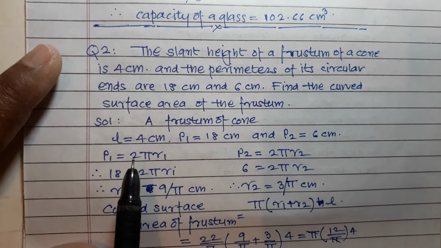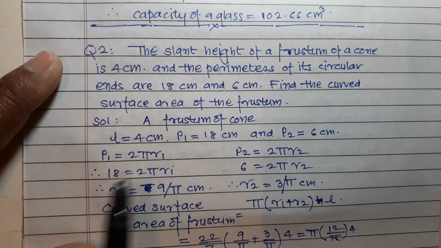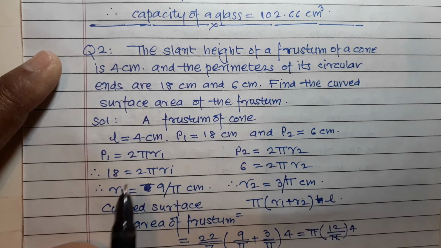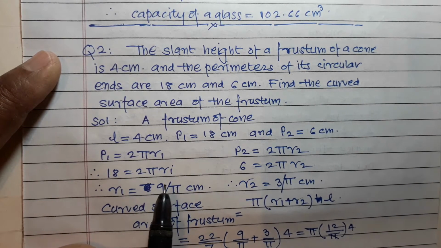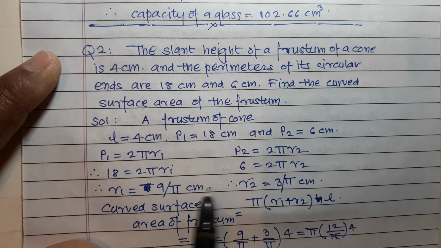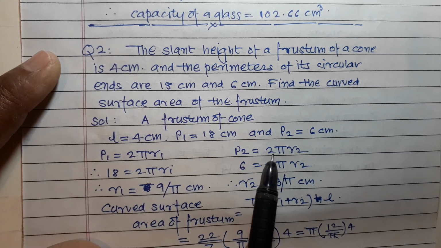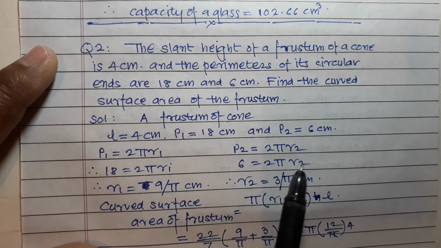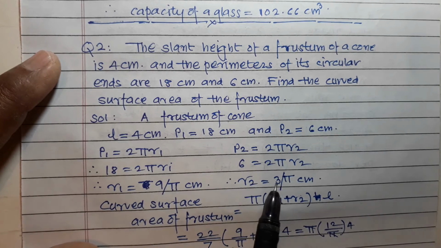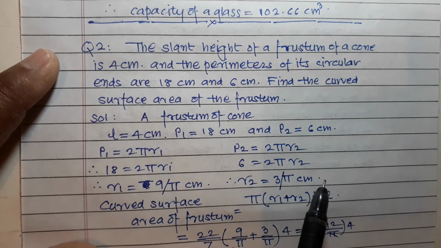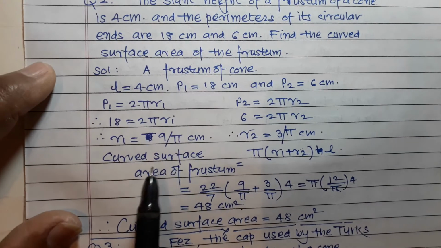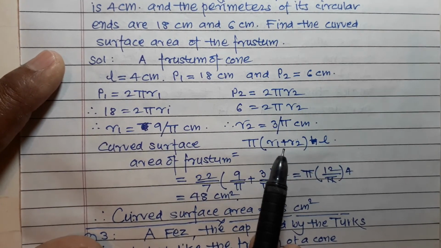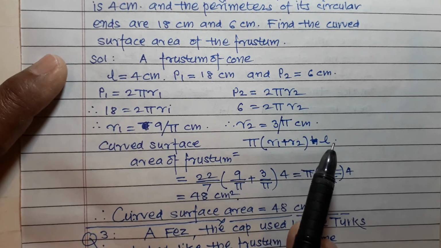So P1 is equal to 2 pi R1 and therefore 18 is equal to 2 pi R1 and therefore R1 is equal to 9 upon pi cm. Similarly, P2 is equal to 2 pi R2, 6 is equal to 2 pi R2, R2 is equal to 3 upon pi cm. Now, curved surface area of frustum is equal to pi into bracket R1 plus R2 into L.